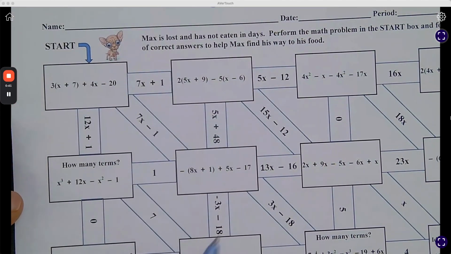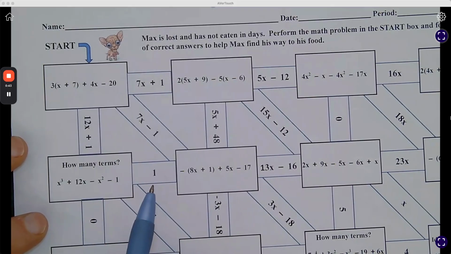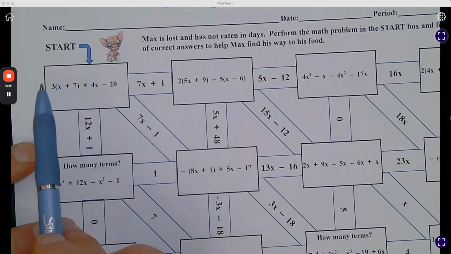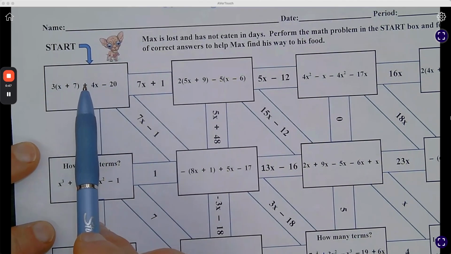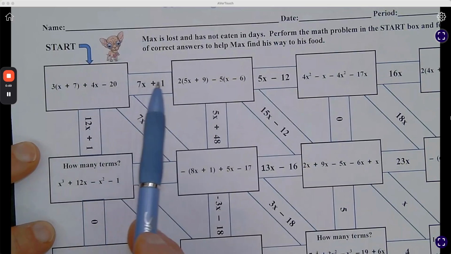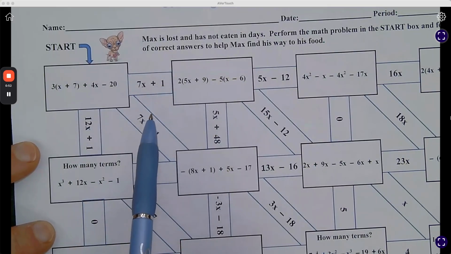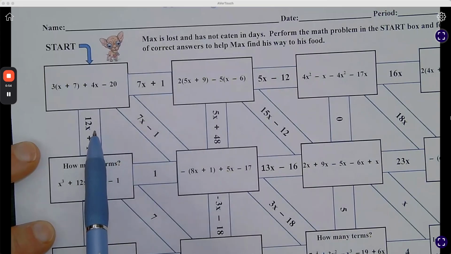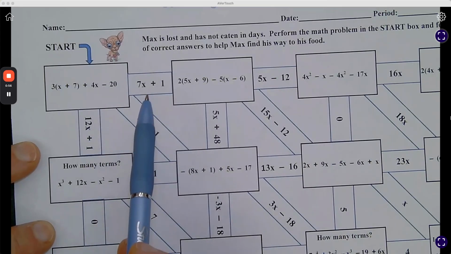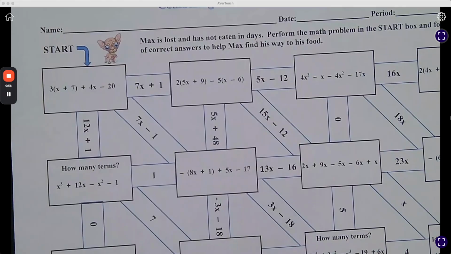All right, so notice we have distribution and combining like terms. This is where you start, so you perform this problem. This problem's answer is that path, or that path. Okay, so it's one of those three paths, all right? So let's find out which one.